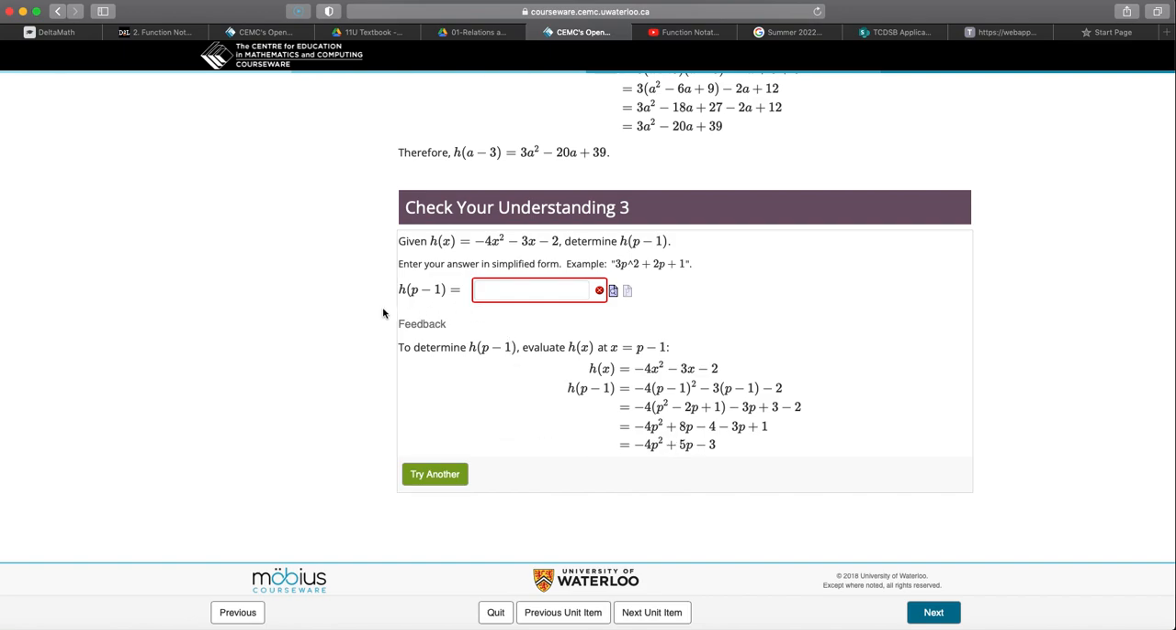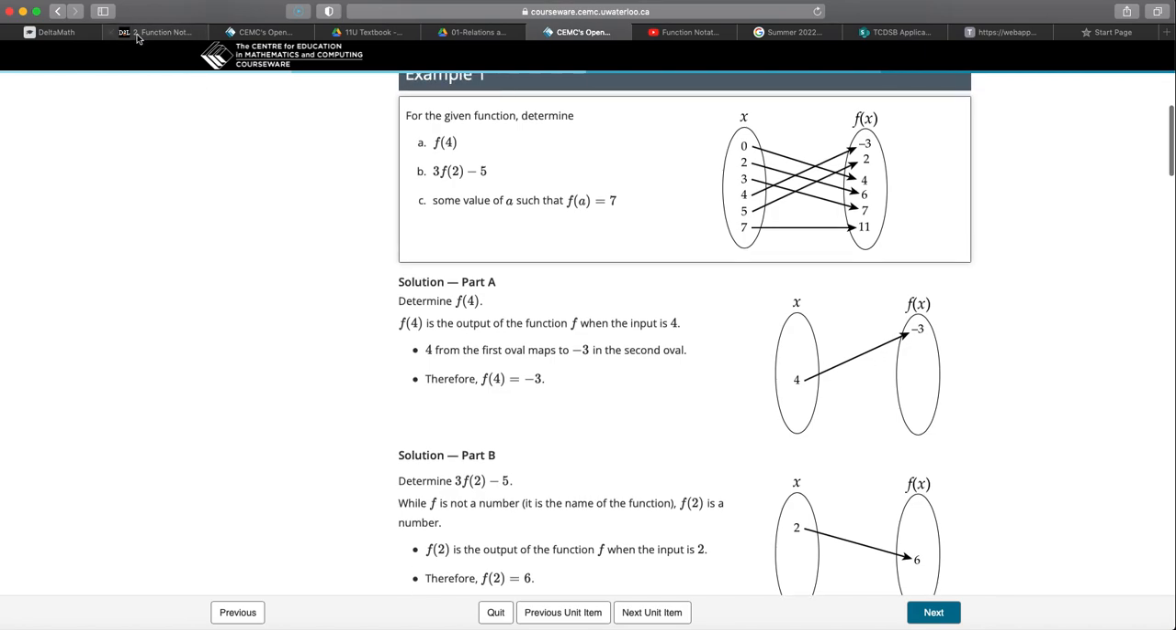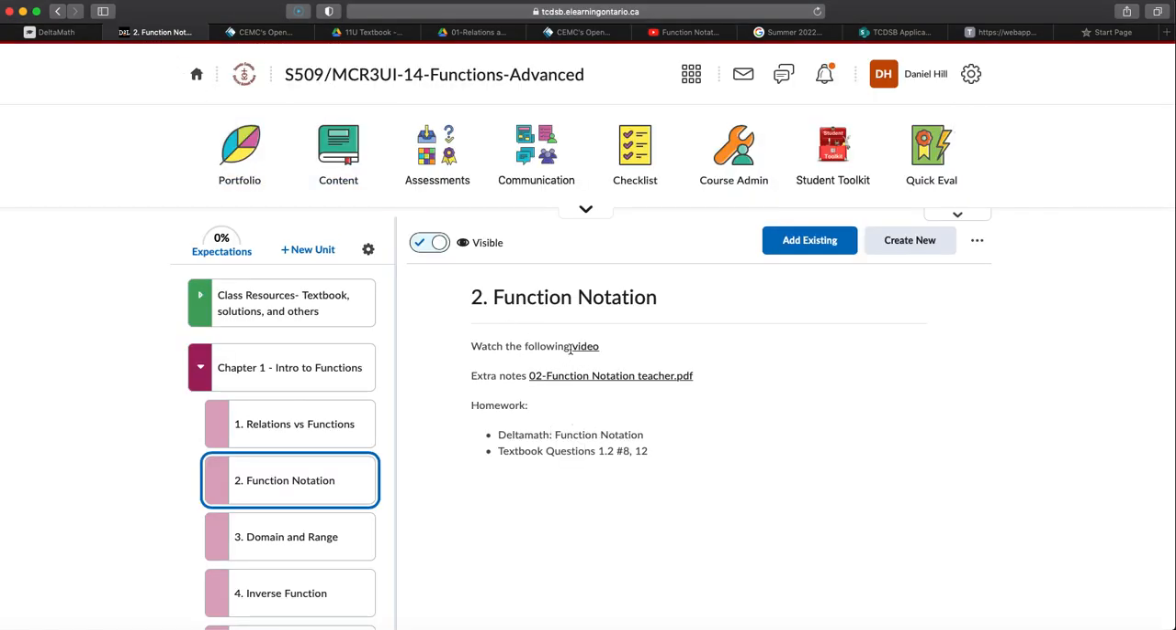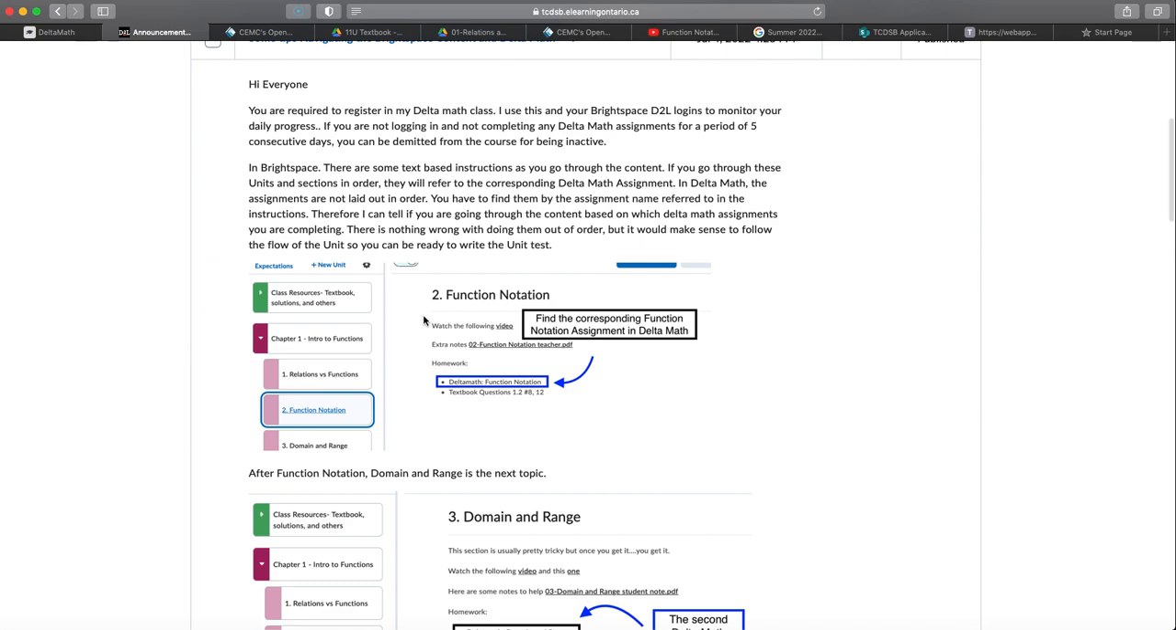Anyways, I think that's a good enough overview to get you started, and hopefully that clarifies a few things. What I would do after you've gone through this unit is do your Delta Math function notation assignment. Remember, as I noted in the announcements, these Delta Math assignments are like homework. You can try them and make mistakes, and you don't get penalized for making mistakes.